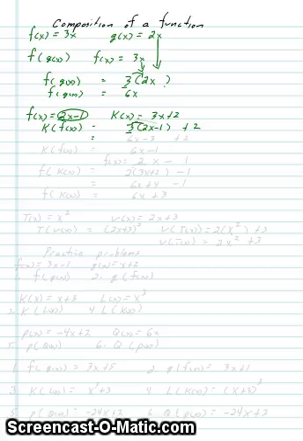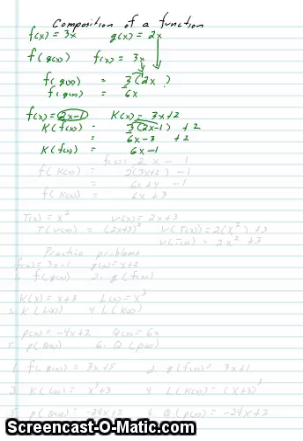We're going to distribute 3 times 2x, which is 6x, 3 times negative 1, which is negative 3, and bring down the plus 2. Simplifying, we have 6x minus 3 plus 2, which is negative 1. So the composite k of f of x, simplified, is 6x minus 1.